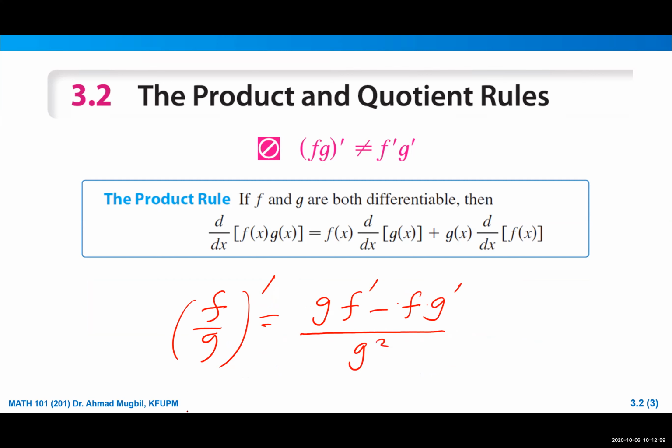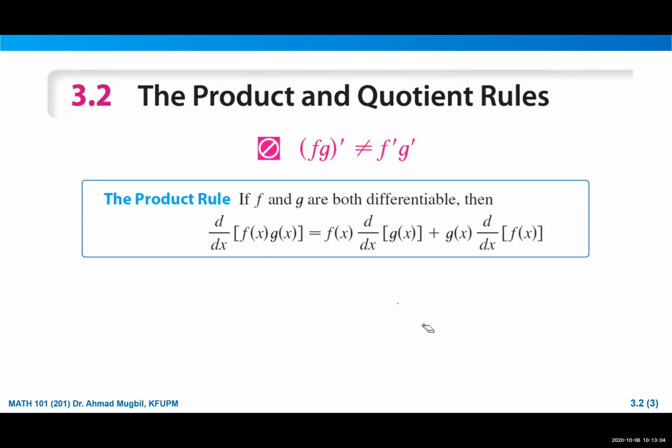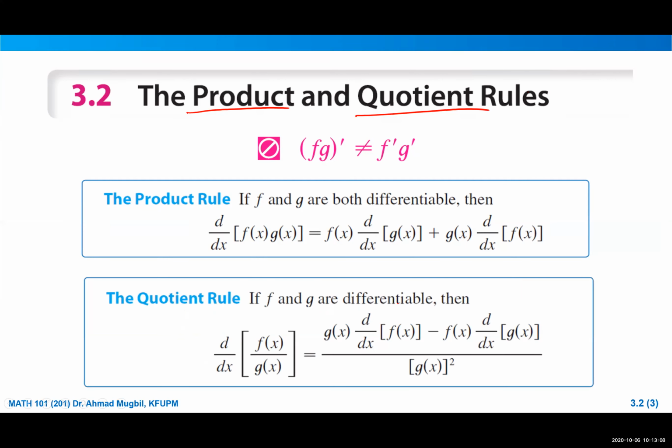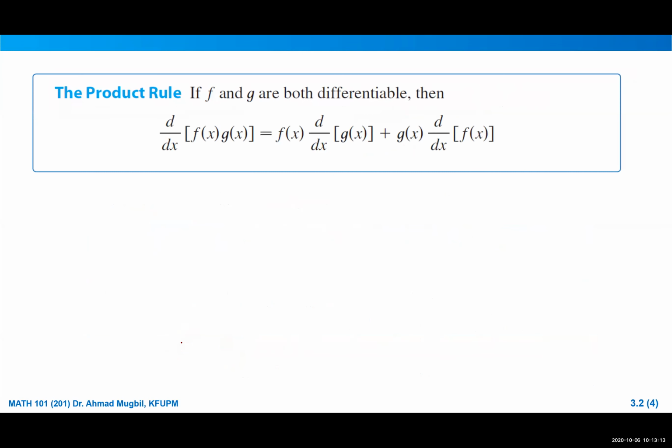We will have it in the next slide with the proof, inshallah, for both. I think for one of them it is enough to prove it. So this is what we have, only the product rule and the quotient rule. Here they are. This is the product rule and this is the quotient rule. Let's start with them one by one.